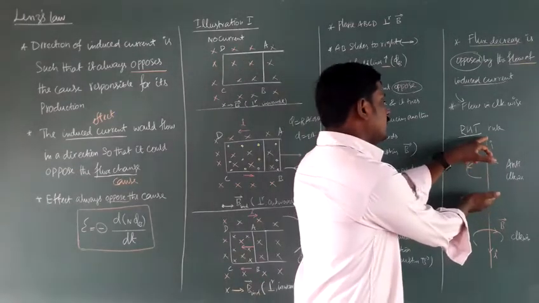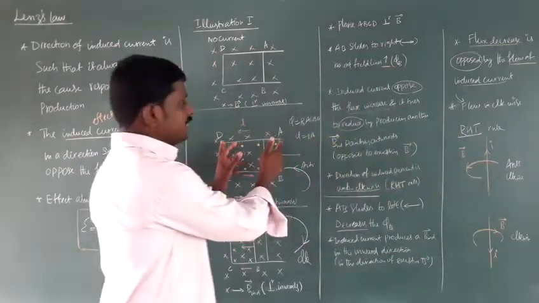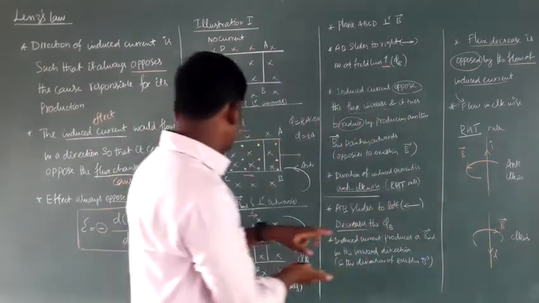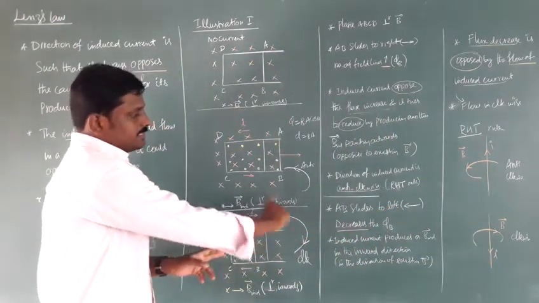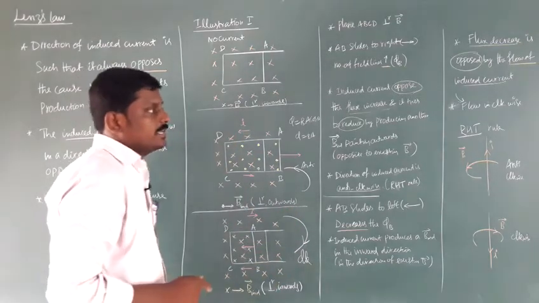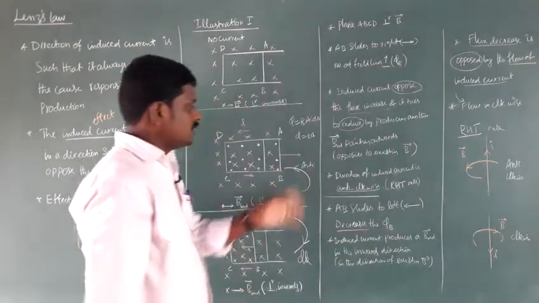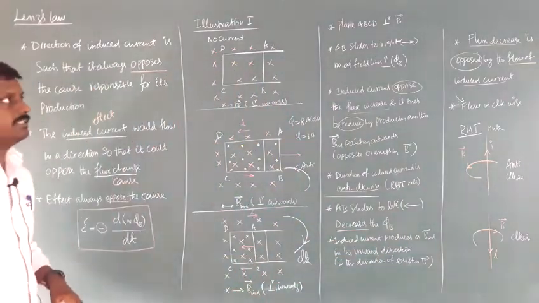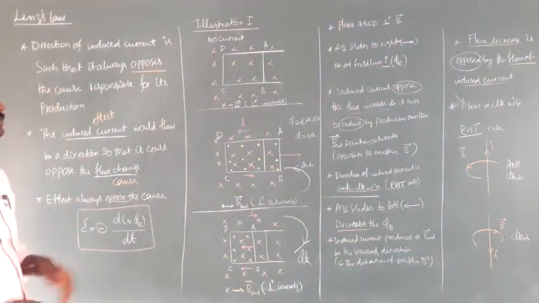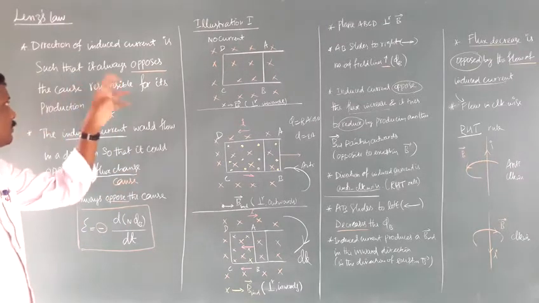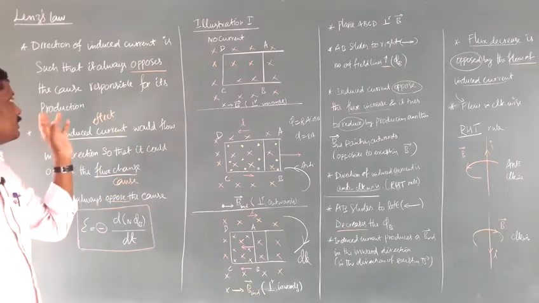So the current flows in this direction. Then the current flows in this direction. So that is clockwise, anti-clockwise direction. So using the right hand thumb rule, we can verify the cause and effect. So what you have seen in this class is Lenz law. The direction of induced current is always opposite to the cause responsible for it.